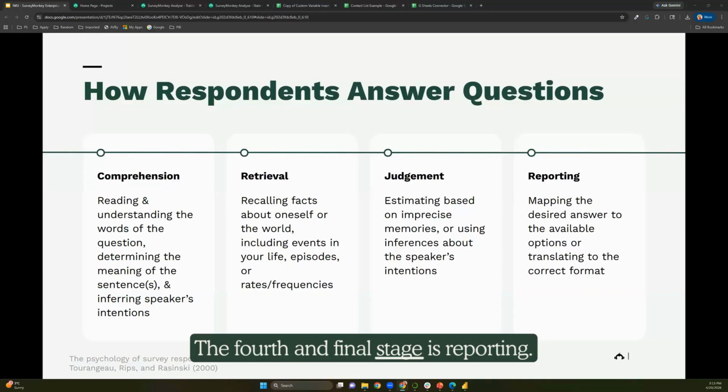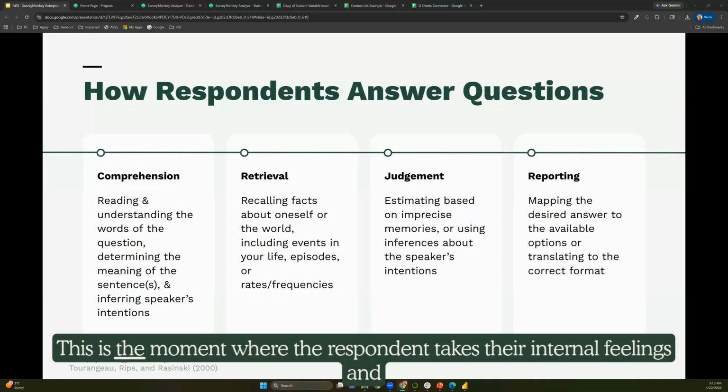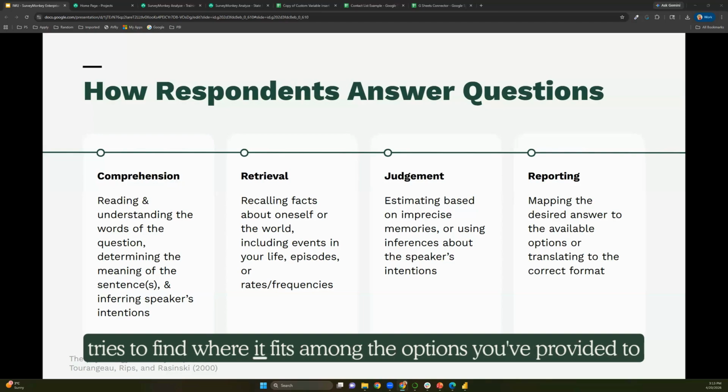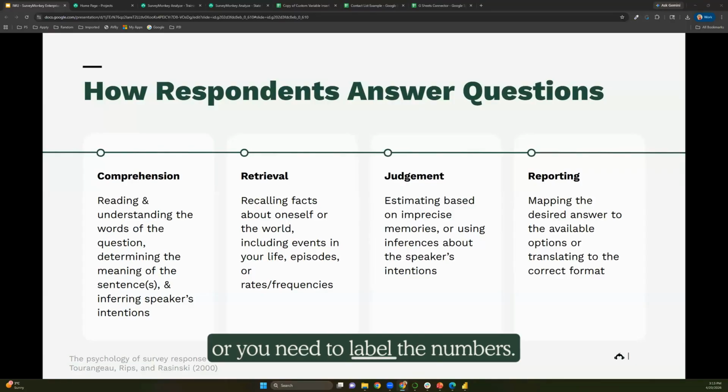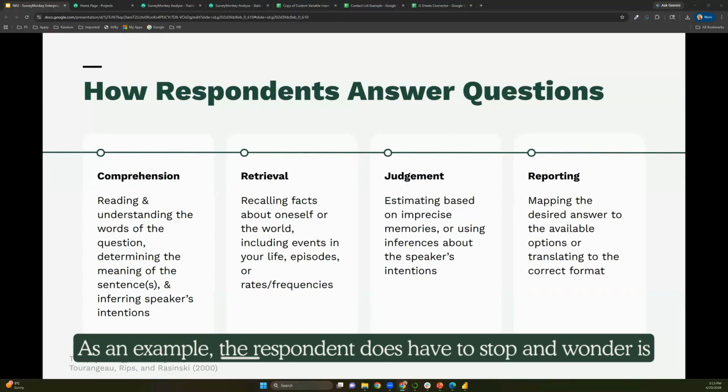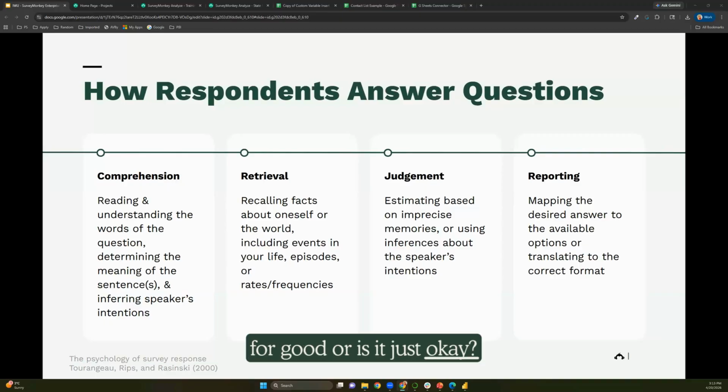The 4th and final stage is reporting. Our goal here is mapping the answer. This is the moment where the respondent takes their internal feelings and tries to find where they fit among the options you've provided. To make this seamless, you should use words instead of just numbers, or you need to label the numbers. So with that 1 to 5 scale, as an example, the respondent does have to stop and wonder, is 4 good or is it just okay?